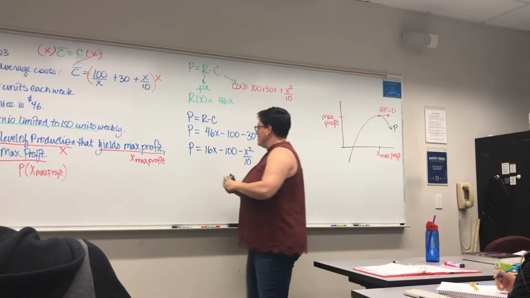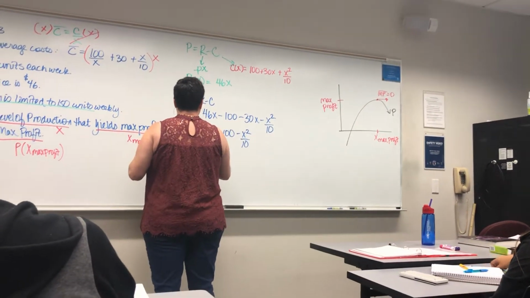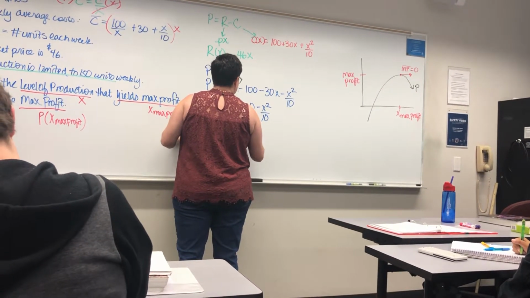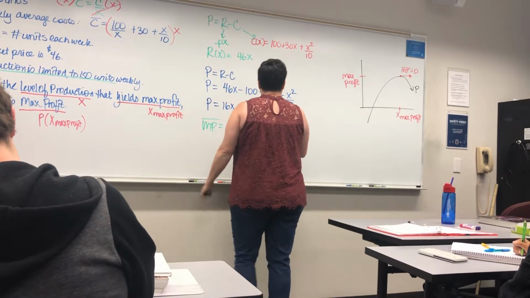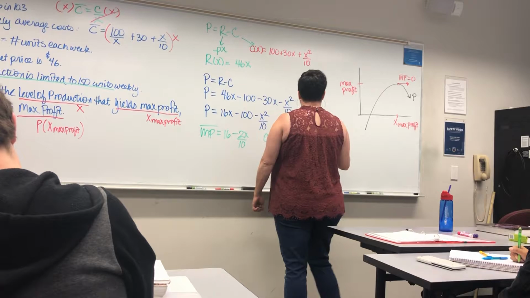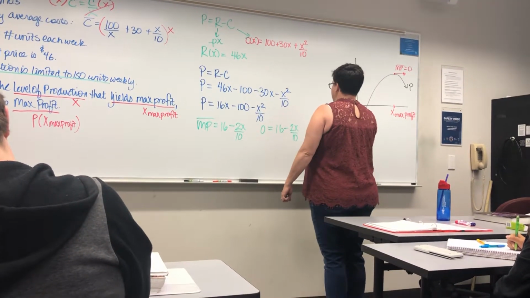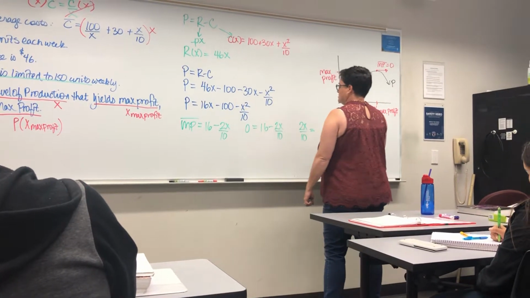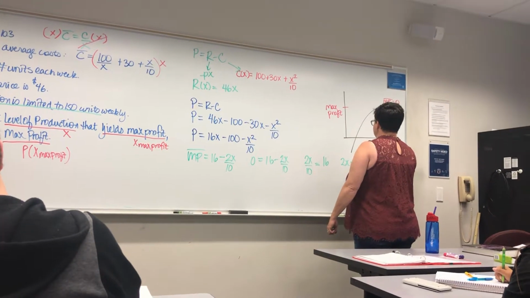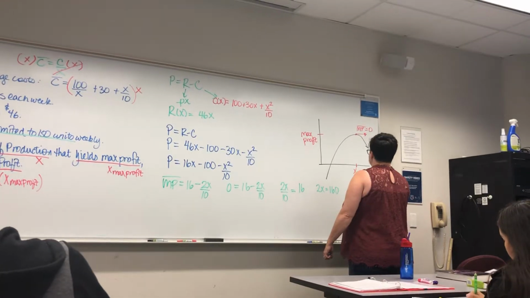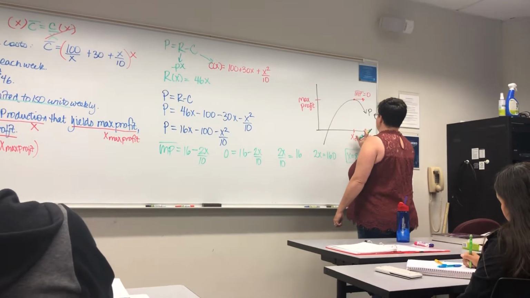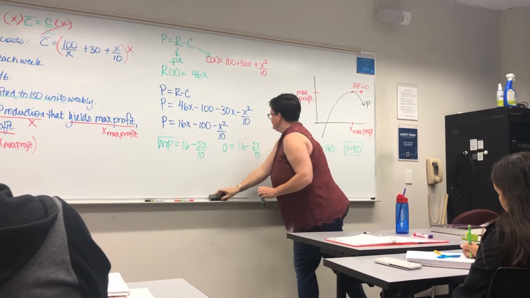Here we go. Marginal profit equals 16 minus 2x over 10. 0 equals 16 minus 2x over 10. 2x over 10 equals 16. 2x equals 160. x equals 80. So I'm saying this is 80, right here.